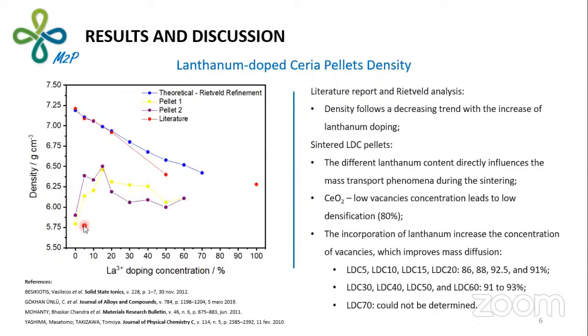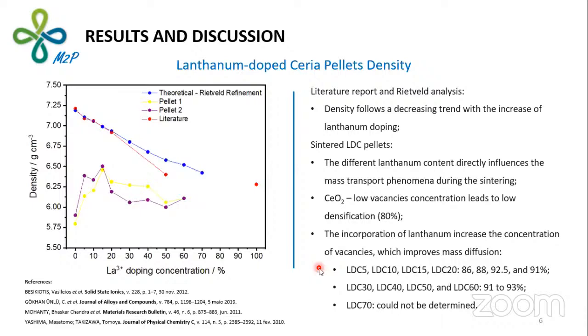For instance, the pure ceria pellet has a low relative density, and this occurred due to the low mass diffusion in the system during the sintering process. The low vacancy concentration hinders the oxygen ion mobility. With the incorporation of lanthanum, the mass diffusion process is improved, and we achieve higher densifications, as we can see here in the relative densities. The 70% doped sample could not be determined because it is unstable in water and in air.